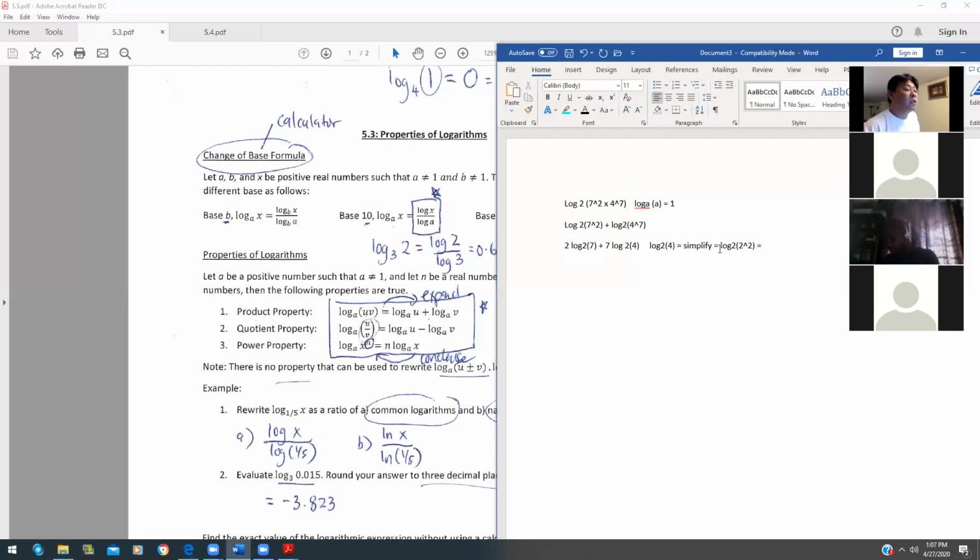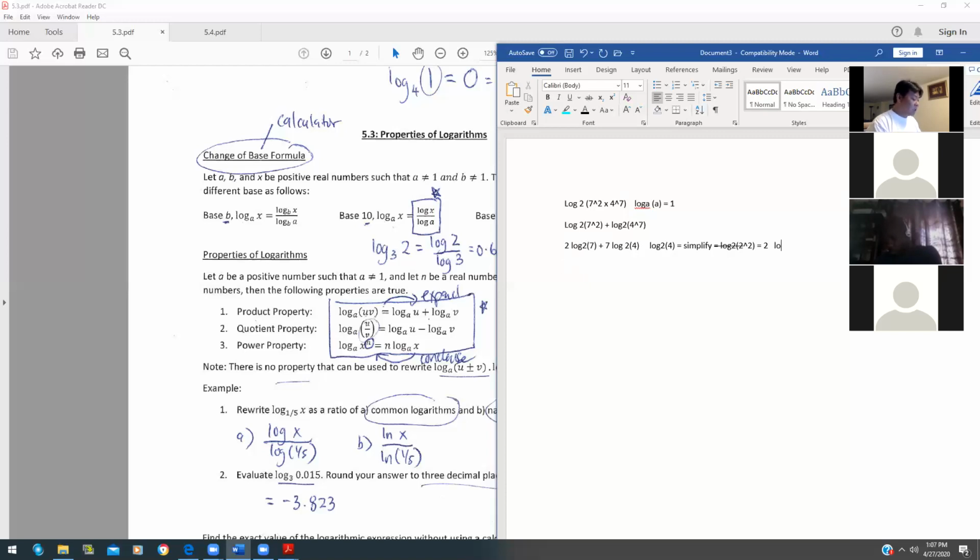So what happens to the log 2 and 2? They will cancel out. So what you get is just 2. The reason why we cannot do log 2 7 is because 7 cannot change to base 2. So the next one that we can do, log 2 4 is 2.